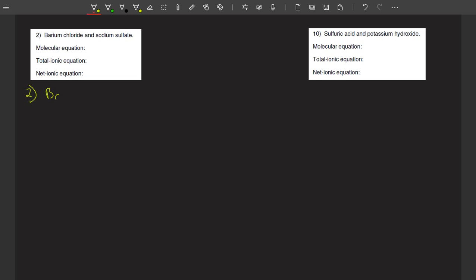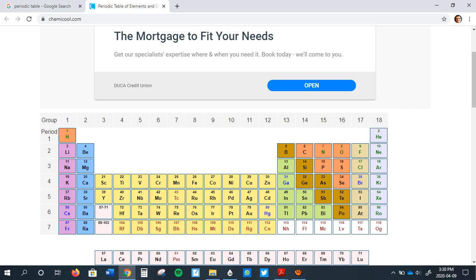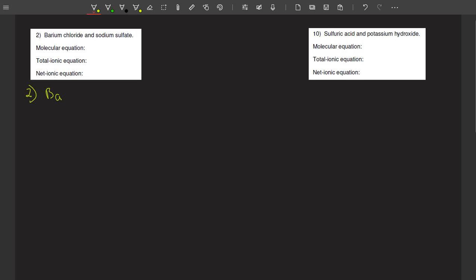Barium and chloride. Now barium is, I'll toggle screens here to a periodic table. Barium is in the second group of the periodic table, right here. That means it has a +2 charge. Chloride is a halogen, has a -1 charge. That means we're going to need 2 chlorides, or 2 chlorine. Let's go back, trying to be neat here.